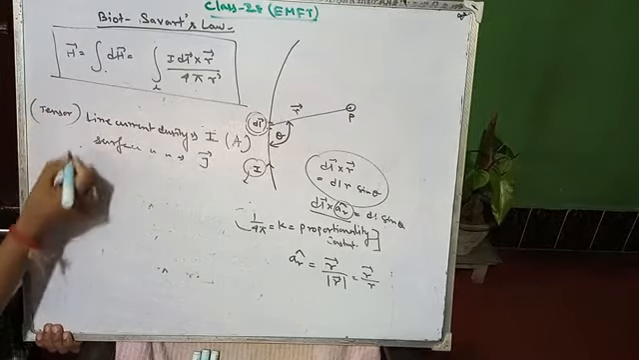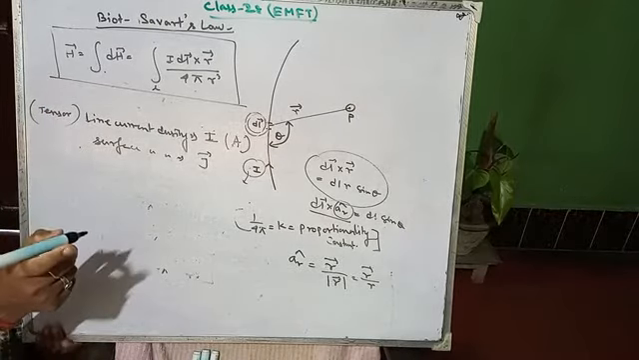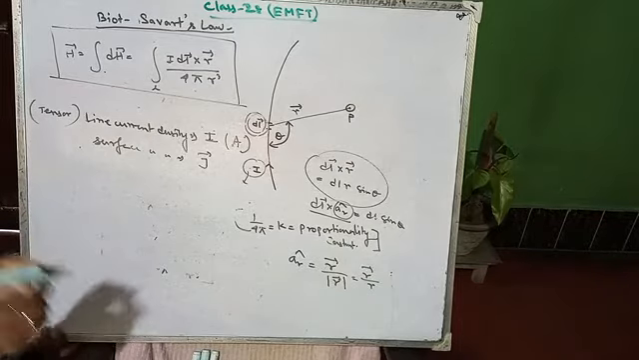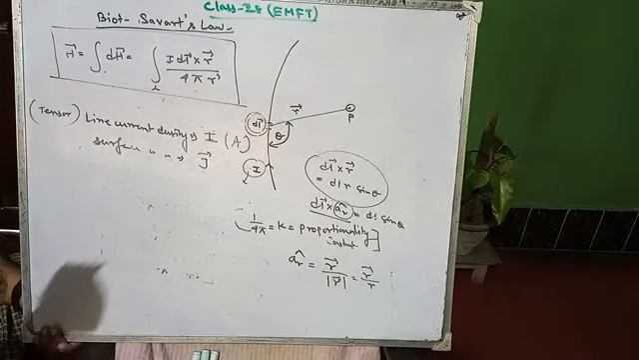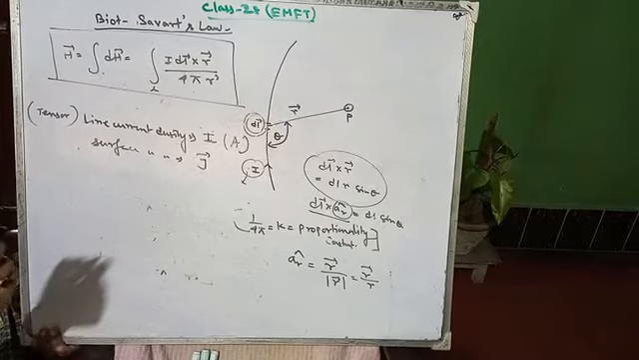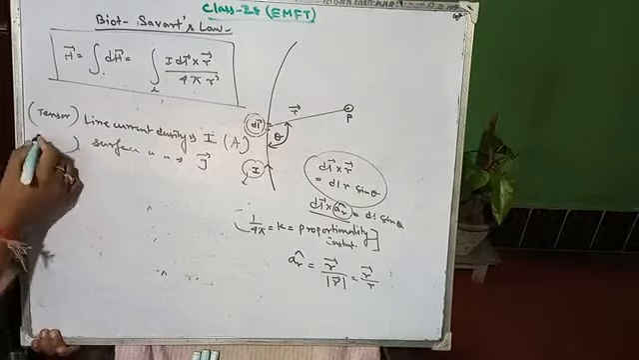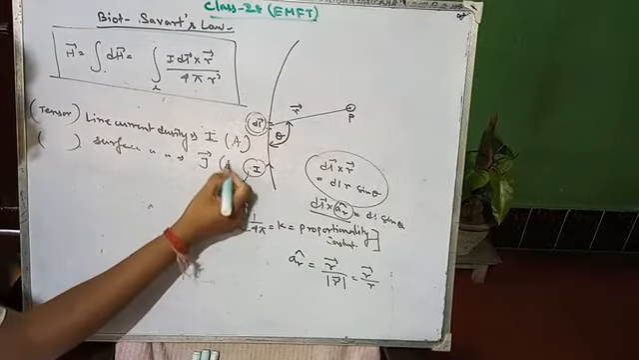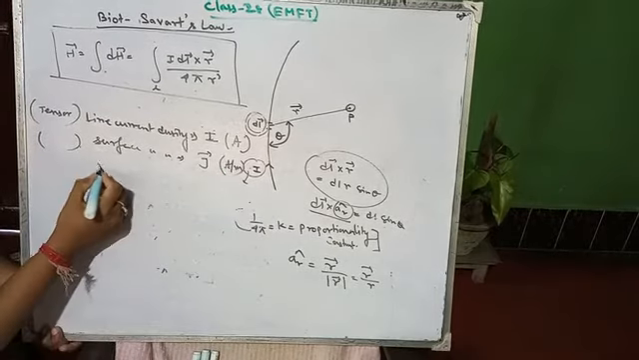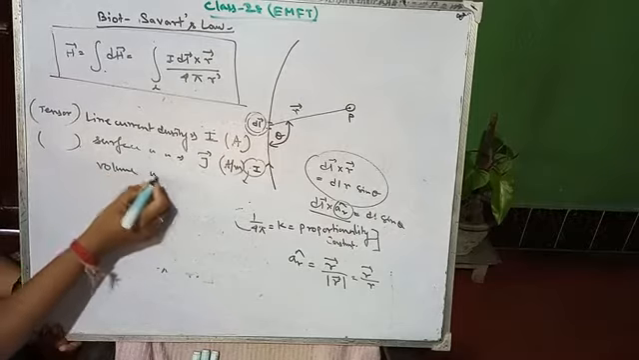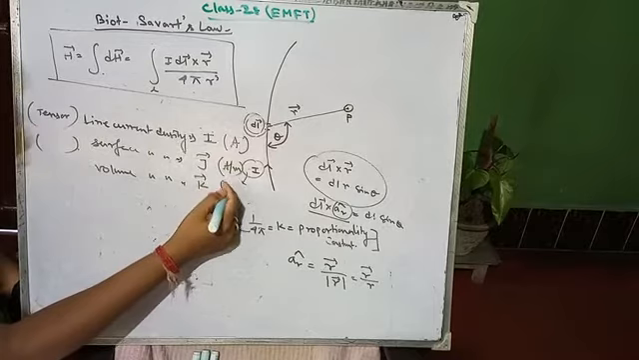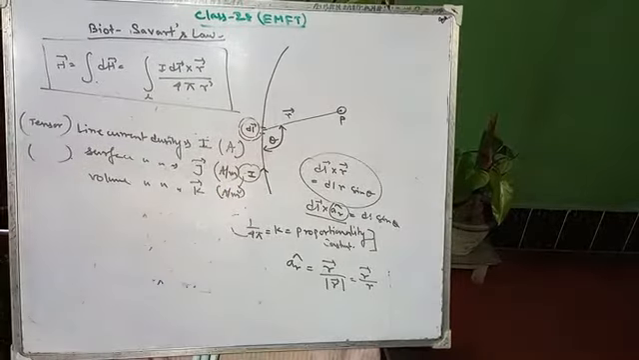Current is a tensor quantity. This new type of quantity is called a tensor quantity, because it has a magnitude and a direction, but it cannot be treated as a vector. Surface current density is a pure vector quantity. The unit will be ampere per meter, and the volume current density, J vector, will have the unit ampere per meter square.